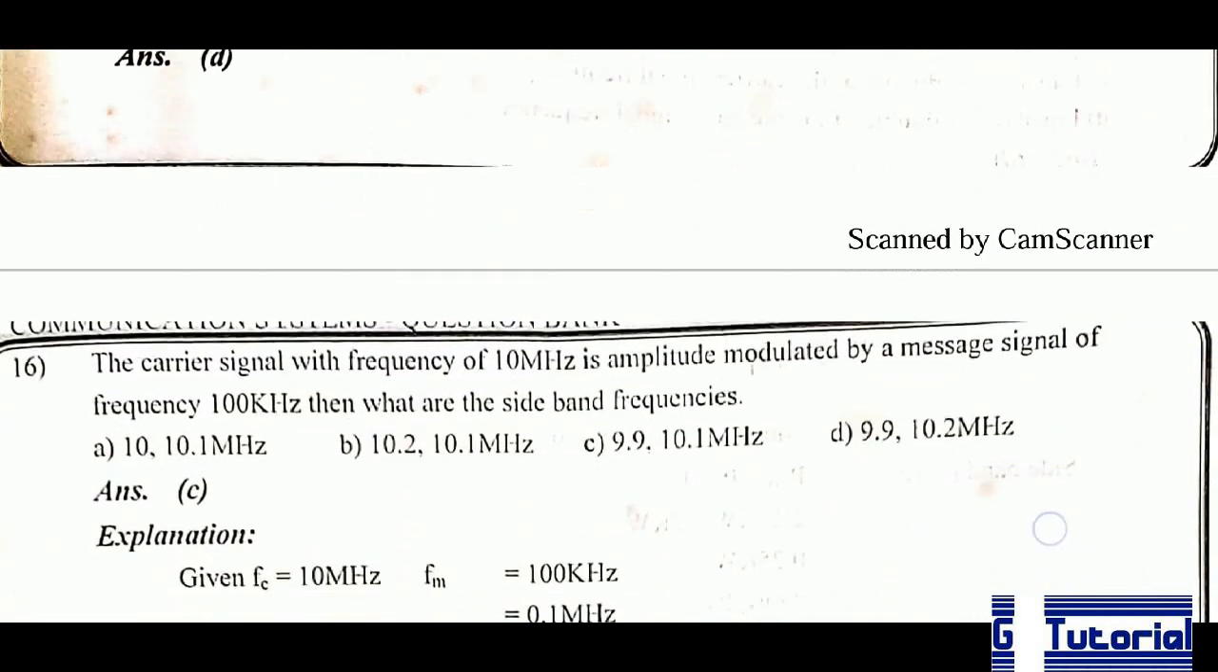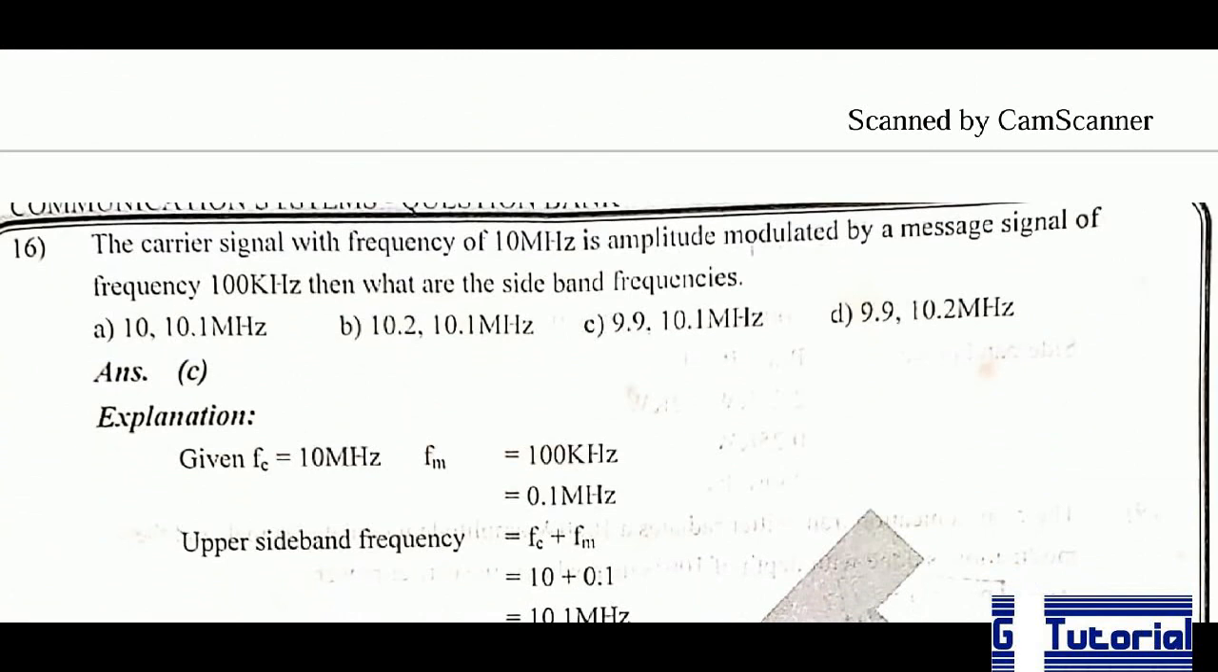Next question. The carrier signal with frequency 10 MHz is amplitude modulated by a message signal of frequency 100 kHz. Then what are the sideband frequencies? Here we are given the carrier signal frequency and the message signal frequency, and we are asked to find the upper sideband and lower sideband frequencies. We can check the options. The options are given in terms of megahertz, so we need to convert the value given in kilohertz to megahertz.